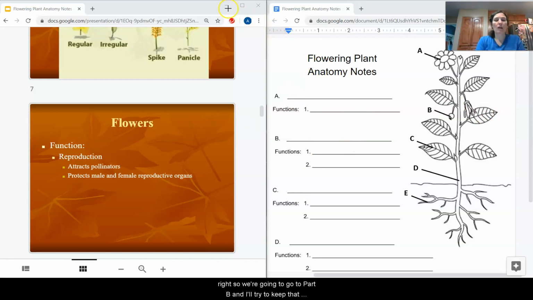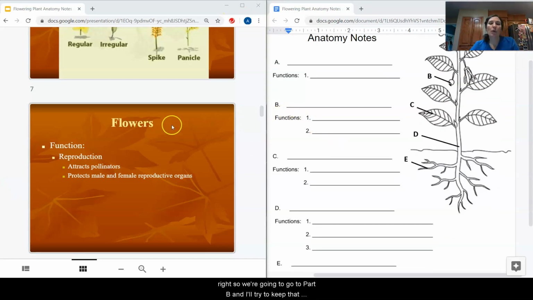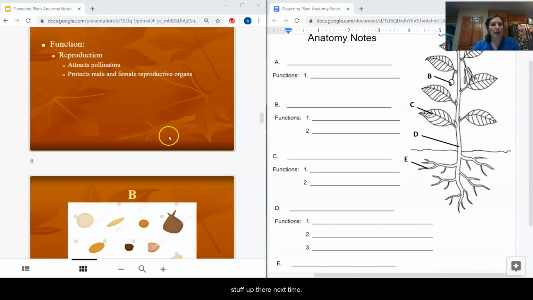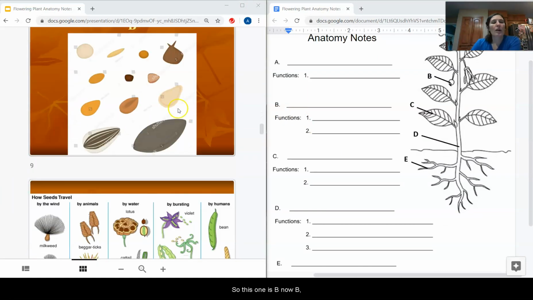All right, so we're going to go to part B, and I'll try to keep that stuff up there next time. All right, so this one is B.